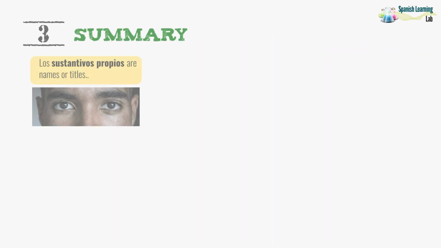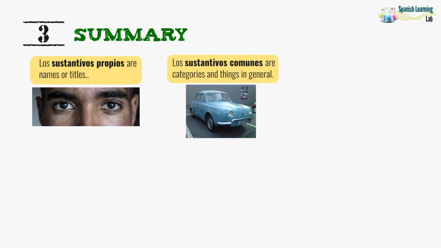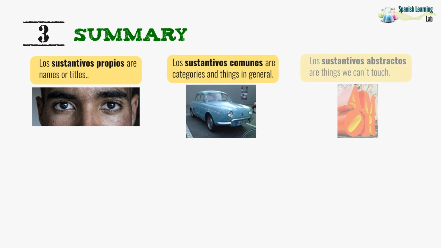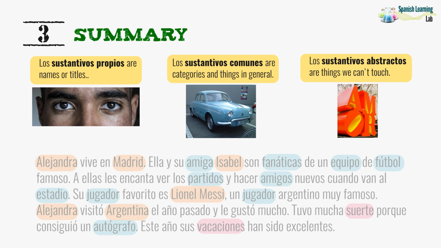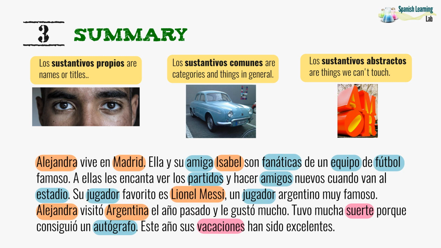To sum up, remember that los sustantivos propios are names or titles. Los sustantivos comunes are objects in general or categories. And los sustantivos abstractos are things we cannot touch, like feelings. Before we go, here is a short paragraph with these three types of nouns. Each color represents a different type of noun. Try to identify its type and leave us a comment with your answer.